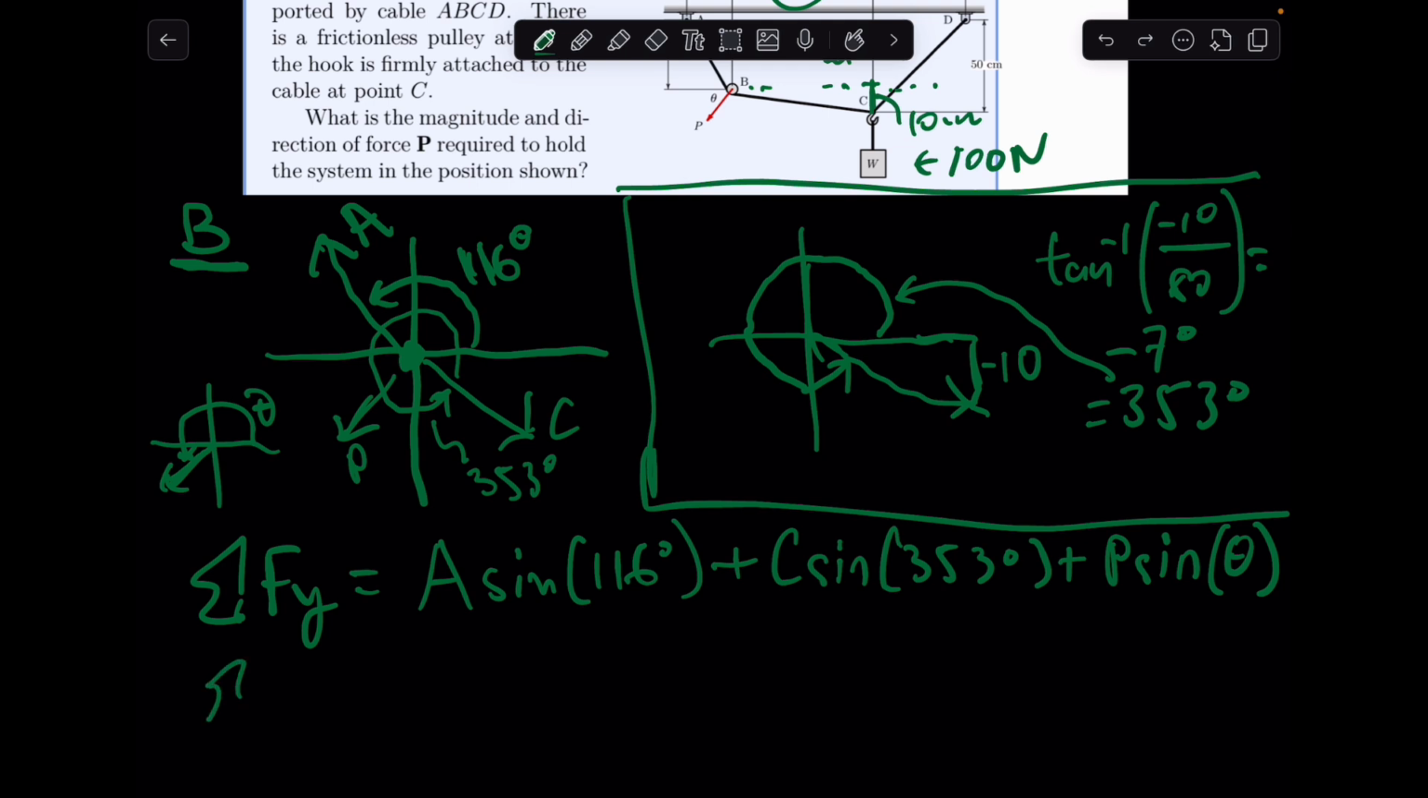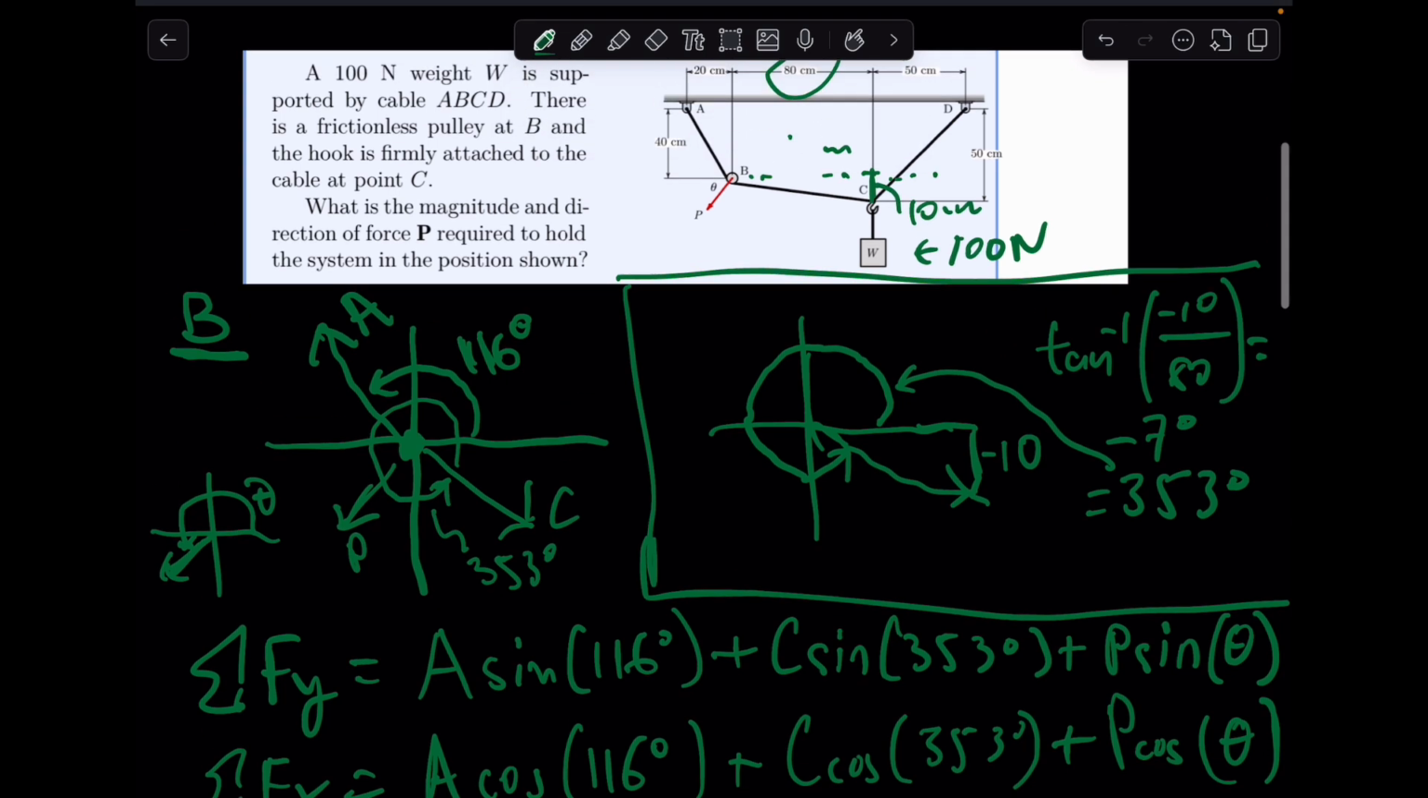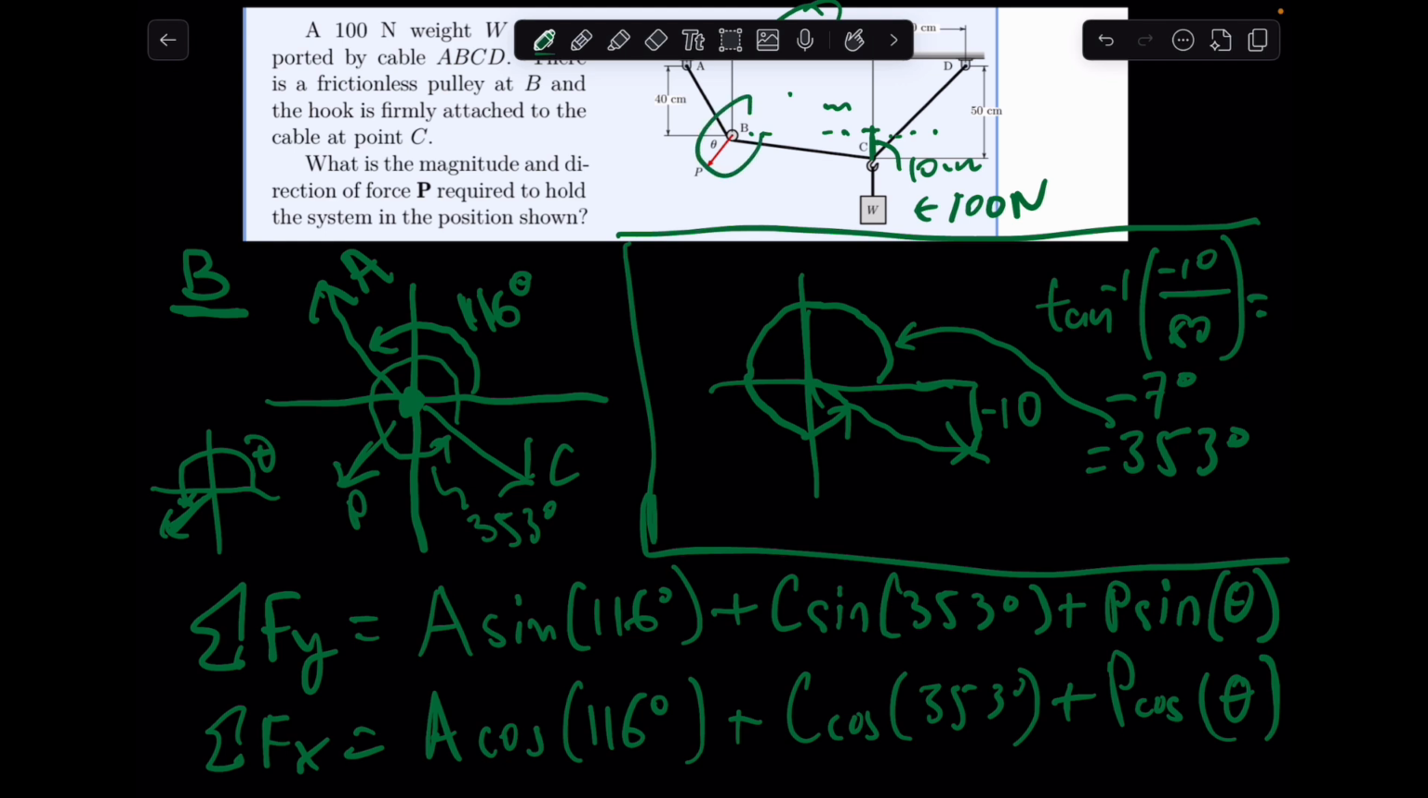Now let's do the sum of the forces in the y direction. I'm sorry, in the x direction. And now we're going to do, for this free body diagram at point B, A, now we do the cosines. A cosine of 116 degrees plus C cosine of 353 degrees. And then finally plus P cosine of theta. Okay, so now we have our first equation. This is again for point B. For point B right here.